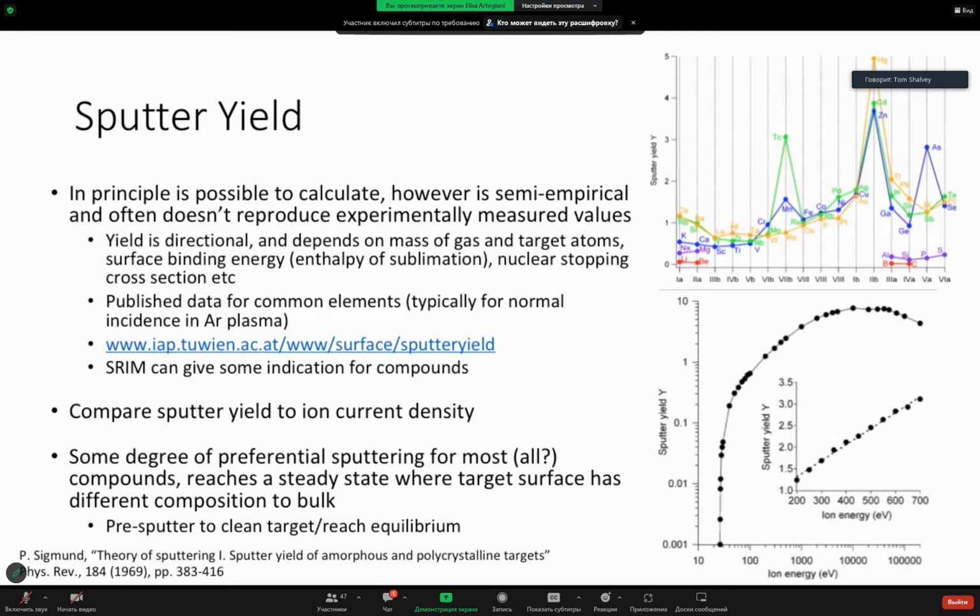If you wanted to try and look at it further, there's programs like this Trim. You can try and model your process in more depth. But then in principle, if you know your sputter yield and you can measure your ion density to the target, then you should be able to know roughly how many sputtered atoms are coming off in total per second. And of course, not all of them are going to make it to your substrate in the end, but that gives you an idea about the total amount of material leaving your target.